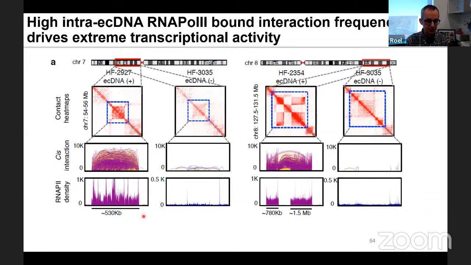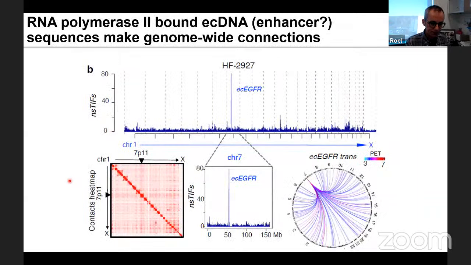Perhaps what was more surprising is that when we normalized the number of interactions across the genome, basically counting the number of interactions across 100 KB bins, we see a very high number of interactions specifically for the ecDNA locus. And this was still true after correcting for the relative number of copies of ecDNA. So it appeared that RNA-Pol2 bound ecDNA are making genome-wide connections.